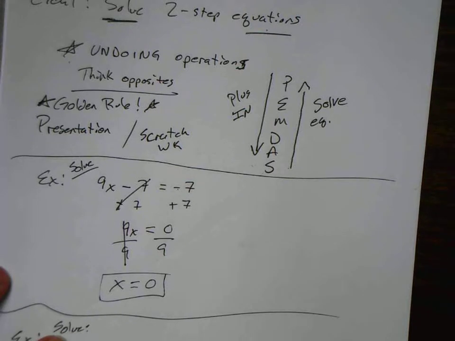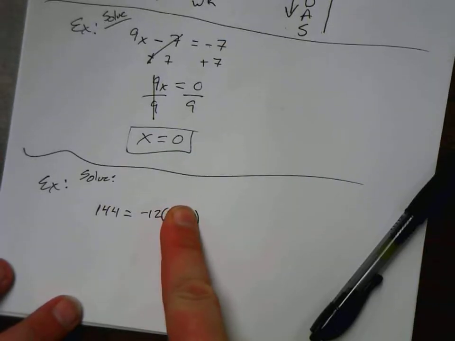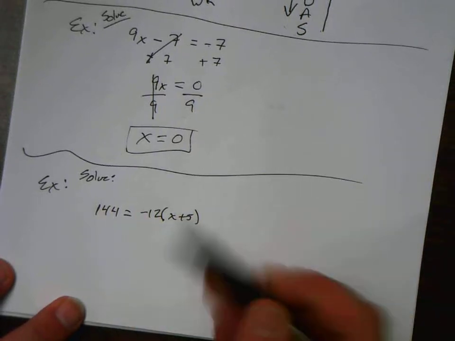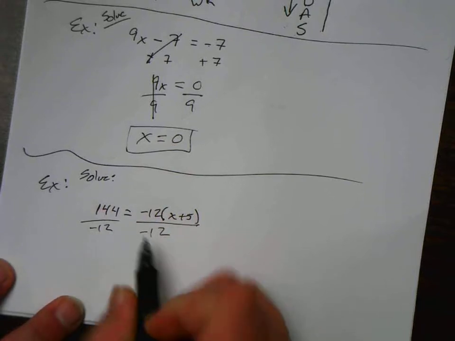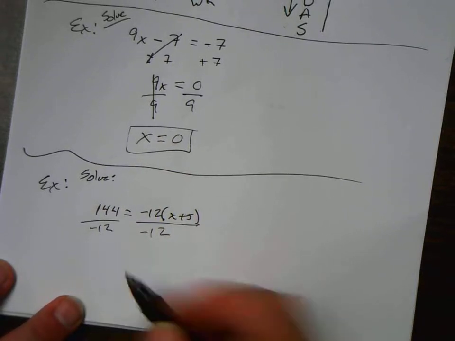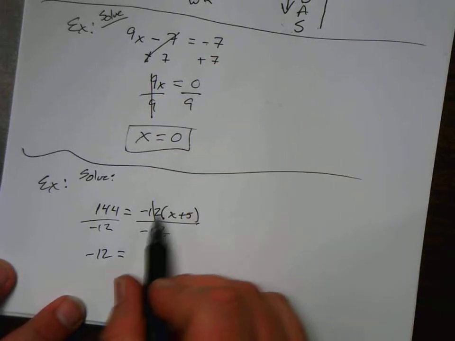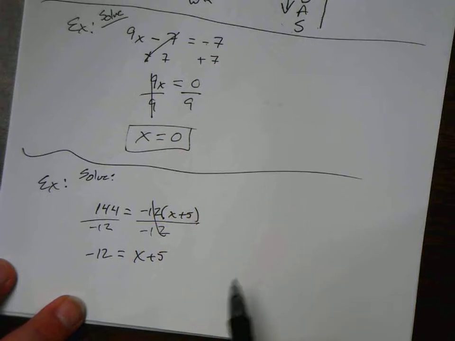Do I have any addition and subtraction happening over here, ignoring the parentheses for a second? No addition and subtraction. I have multiplication, right? That negative 12 is being multiplied by x plus 5. So here I'm going to divide by negative 12, divide by negative 12. 144 divided by negative 12 is negative 12. And then what do I have left over? Those cancel out, and I have x plus 5 left over on the right-hand side.